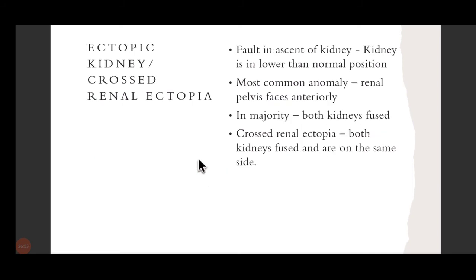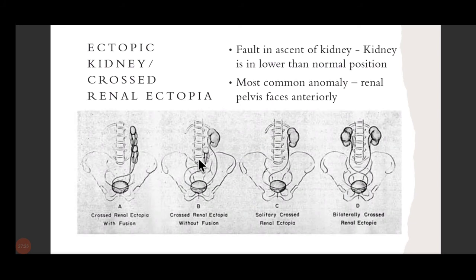In cases of ectopic kidney or cross-renal ectopia, there is fault in ascent of the kidney. So it is usually lower than the normal position. The most common anomaly is that the renal pelvis faces anteriorly. And the more severe the disease, the more anterior the renal pelvis is. In majority, both kidneys are fused. In cases of cross-renal ectopia, both kidneys are on the same side. So this diagram shows the variations of cross-renal ectopia.